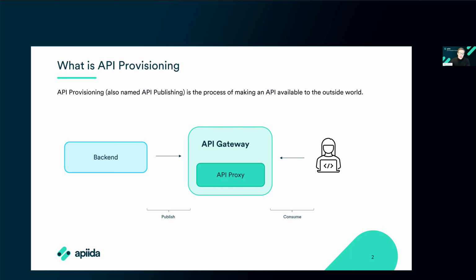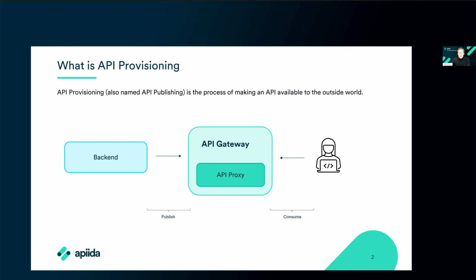So if you look at the picture on the slide, on the left-hand side, everything from the backend until your gateway is what we call the publishing experience. And everything on the right-hand side, so a consuming application that is actually calling your APIs, that is receiving data, that is the consumption side of things.